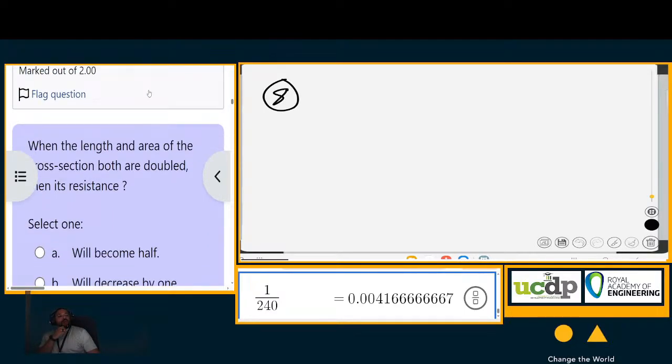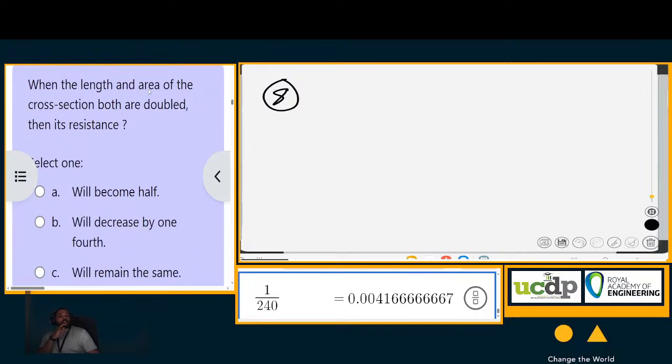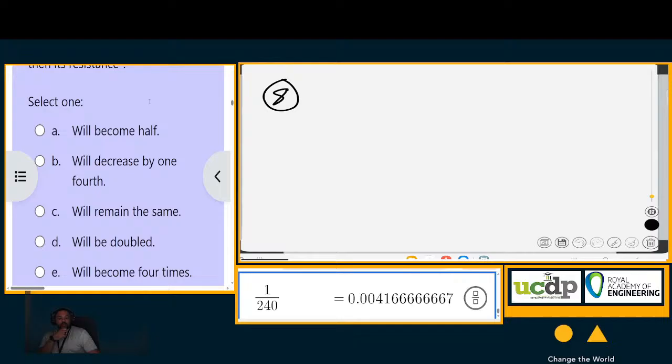When the length and the area of the cross section are both doubled, what happens to the resistance? Let's say this is the resistance originally. It is the resistivity multiplied by the length over the area.